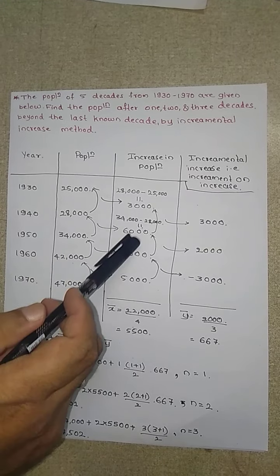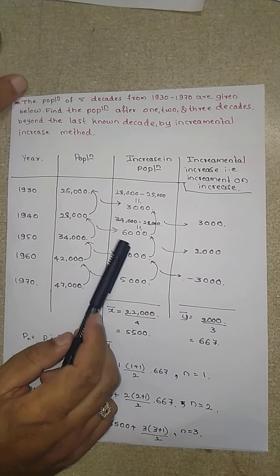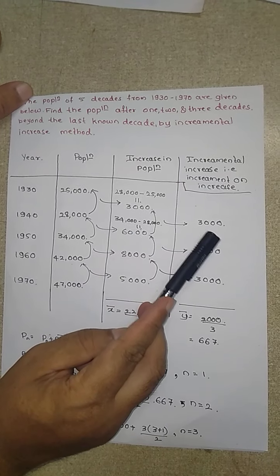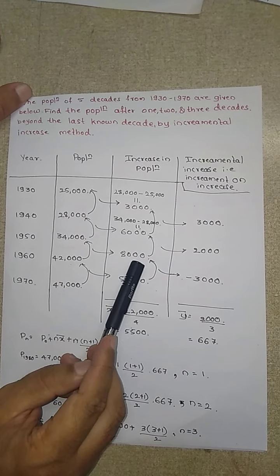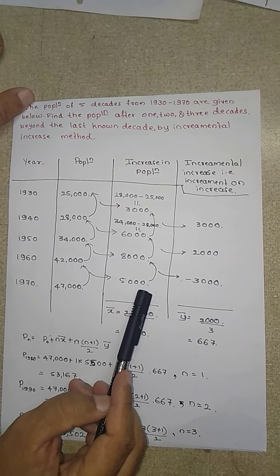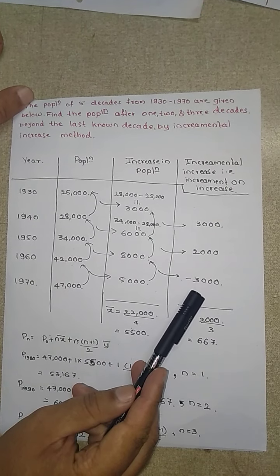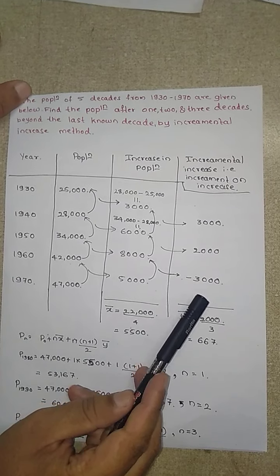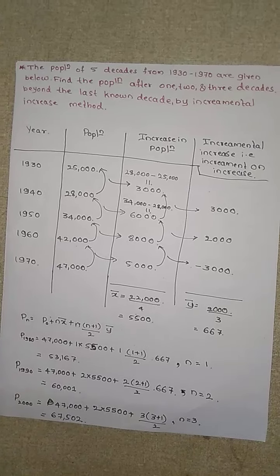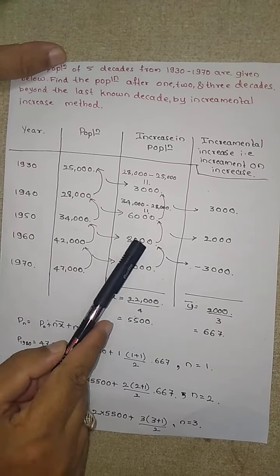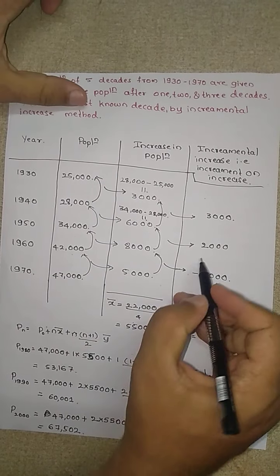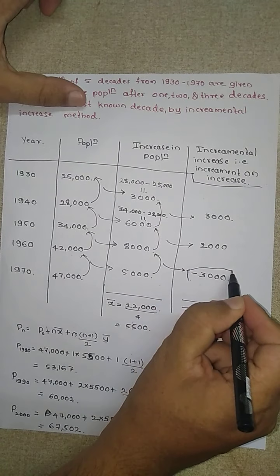We are deducting 6,000 minus 3,000 for the first iteration. We are getting it as 3,000. 8,000 minus 6,000, we are going to get it as 2,000. Then 5,000 minus 8,000, we are getting it as minus 3,000. See, here you can see that the increase in the population from here to here has decreased. So we have got this as the minus value.